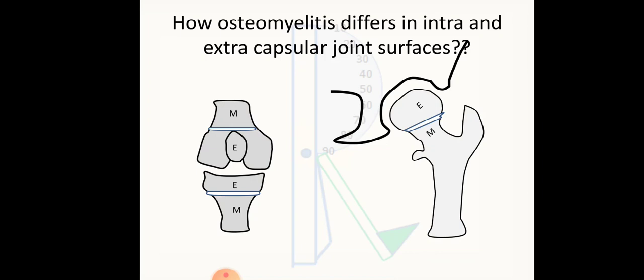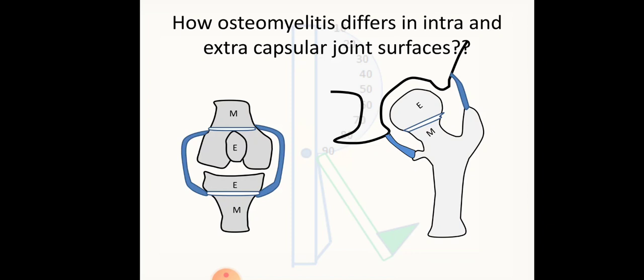Now we already learned that metaphysis is the favorable site for Staphylococcus aureus to settle in order to cause osteomyelitis. So please remember that and look at how the capsule is attached to either bone in both of the joints. In the first joint, that is your knee joint, the capsule is attached only to the growth plate. That is, it doesn't take over the metaphysis. It just includes the epiphysis and the joint surface area. Whereas in the hip joint, the capsule also involves part of the metaphysis.